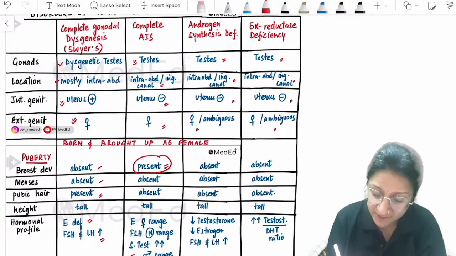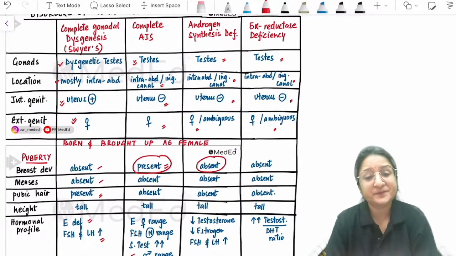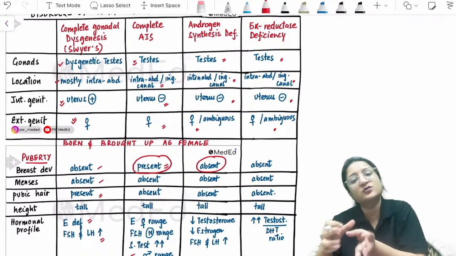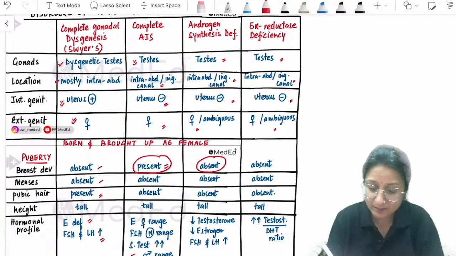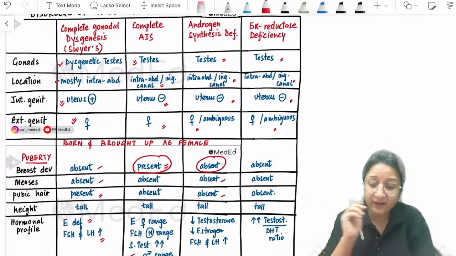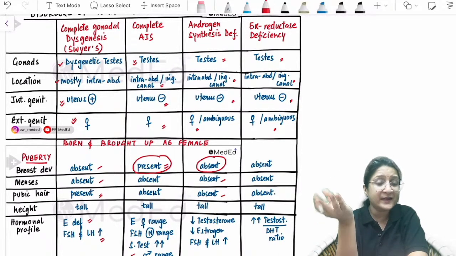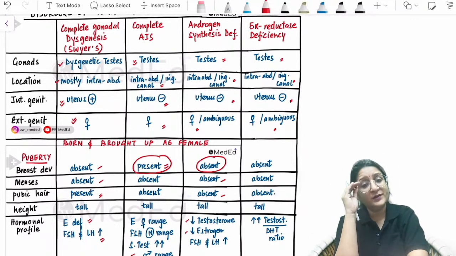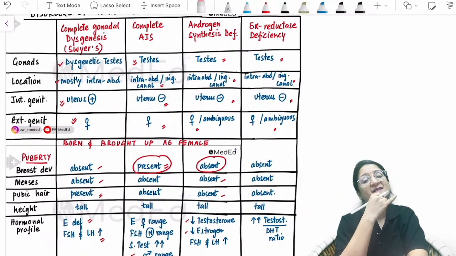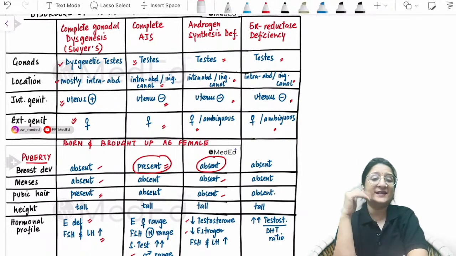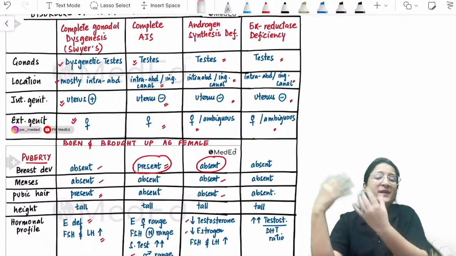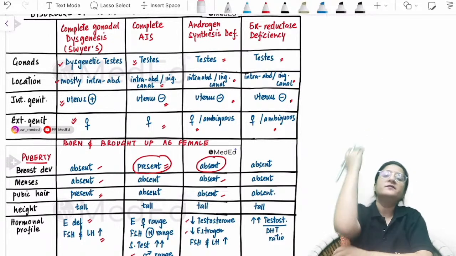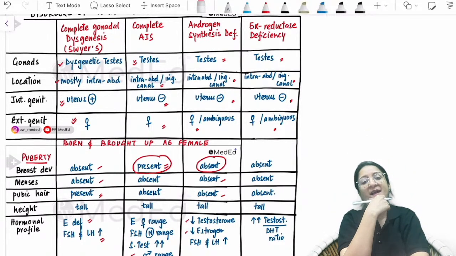Androgen synthesis deficiency: breast development is absent. Why? Because I told you, raw material is androgen. If there is no raw material, there is no estrogen also. They have no breast development. Menses are also absent. Pubic hair are also absent because pubic hair are androgen dependent hair. Height is tall. There is decreased testosterone, decreased estrogen, and FSH and LH are going to be increased because peripherally there are no steroids. Decreased testosterone, decreased estrogen, so feedback stimulation, increased FSH and LH.